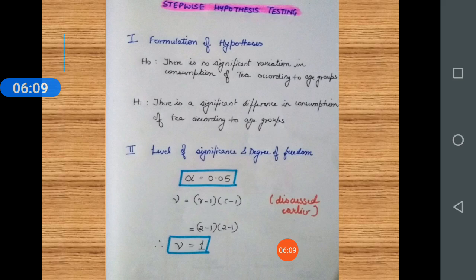For the degree of freedom, the formula for a contingency table is (R minus 1) multiplied by (C minus 1), where R is the number of rows and C is the number of columns. In this question, there are two rows, the tea consumers and the non-tea consumers, and two columns, above 18 years and below 18 years. So R is equal to 2, C is equal to 2. So the formula will be (2 minus 1) multiplied by (2 minus 1), which is equal to 1. So the degree of freedom in this question is 1.